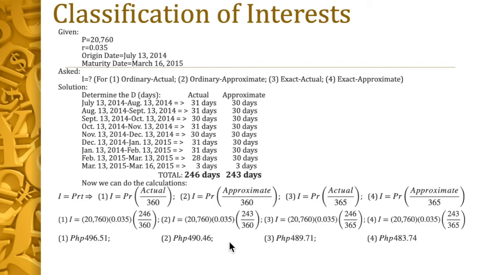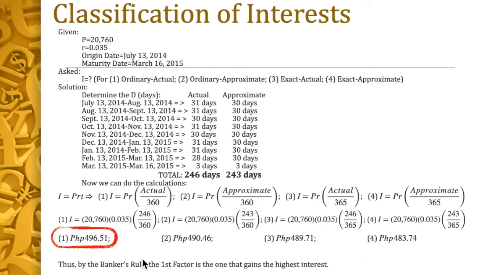So notice here the one with the biggest interest gained or earned. We can see here this one is the least, this is the one after the least, and this is the best so far. Okay, so I think we need to follow the banker's rule. By the banker's rule, it is said that the first factor is the one that gains the highest interest, and indeed, it is really true that it is number 1 that gained the highest interest so far. You can see that the interest gained is becoming lesser and lesser as we go to number 4. So number 4 is the least. Therefore number 1 indeed is the one gaining the most interest.